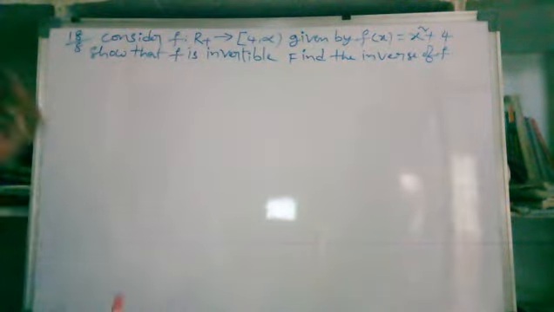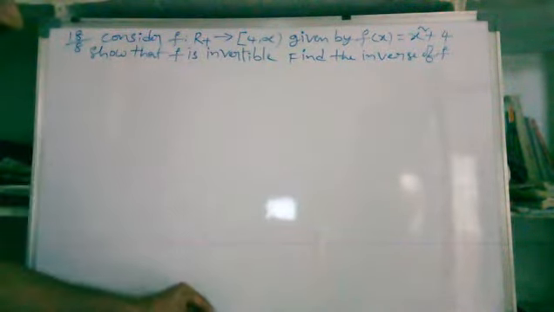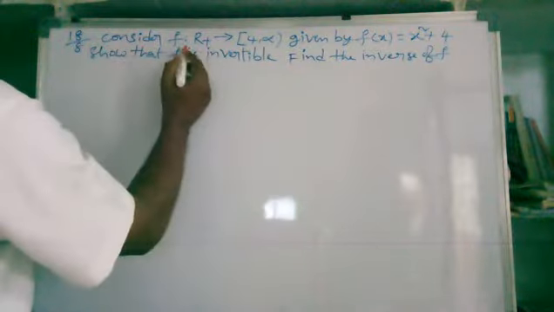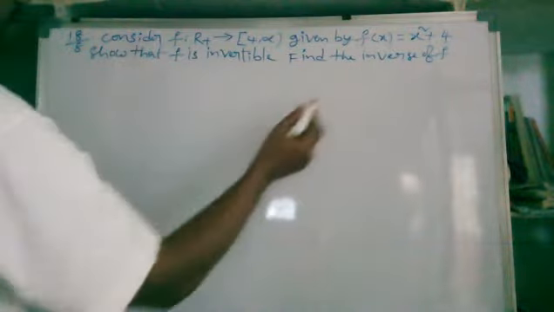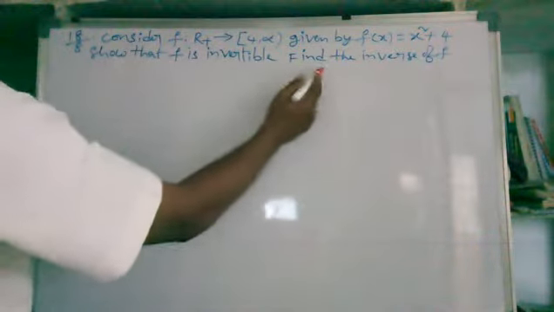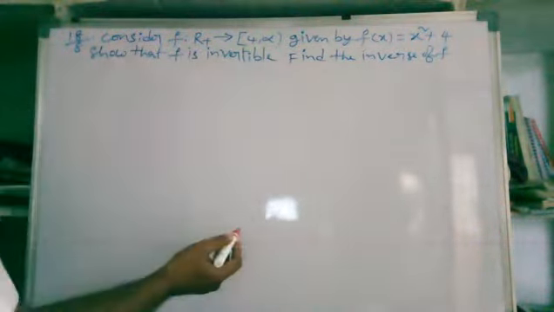So here in this next question, consider f mapping from R plus to [4, infinity) given by f of x is equal to x square plus 4. Show that f is invertible. Find the inverse of f. This question also follows the same procedure.